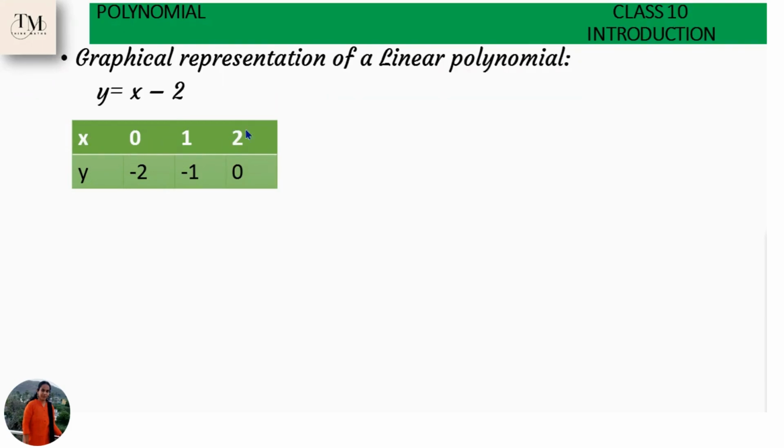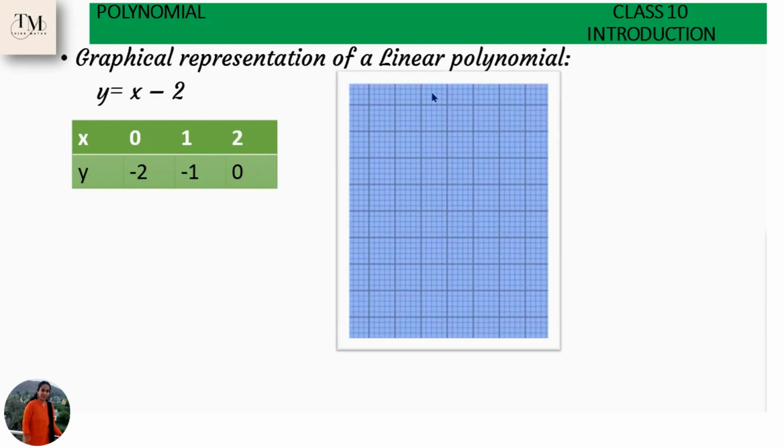Now we are going to plot these values in a graph. Here the horizontal line is the x-axis and the vertical line is the y-axis. Now we have to plot the points for x and y. Here I have marked the x-axis and y-axis. x dash has negative values, y is positive, and y dash. This is 0, 0.